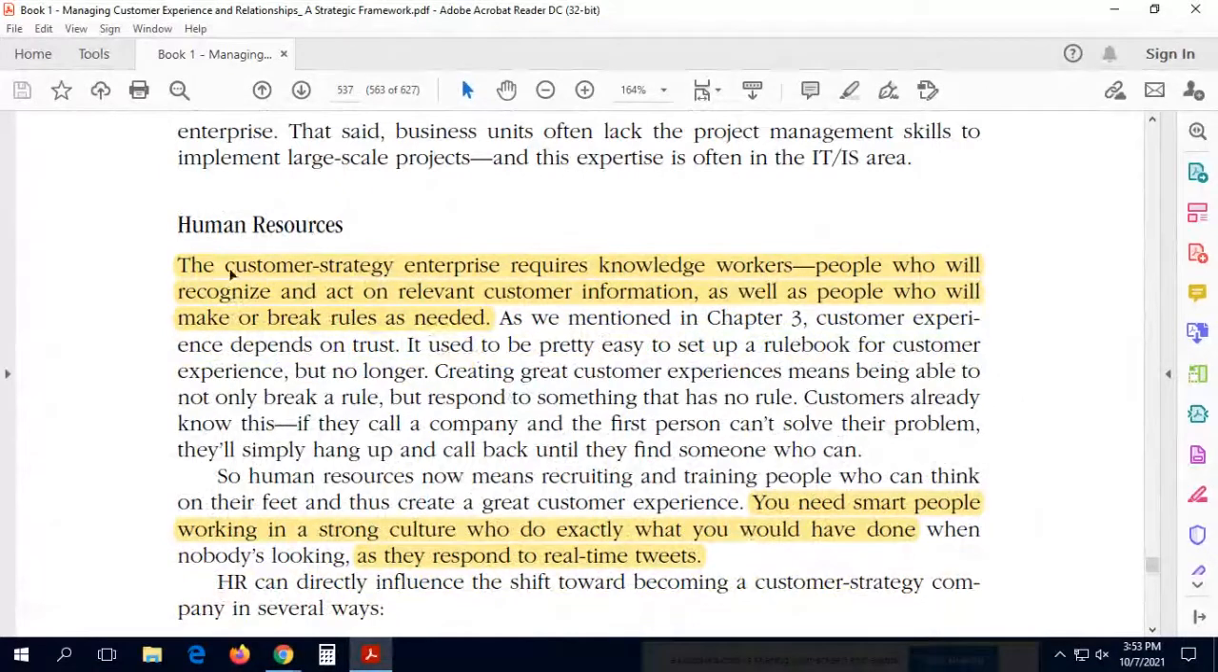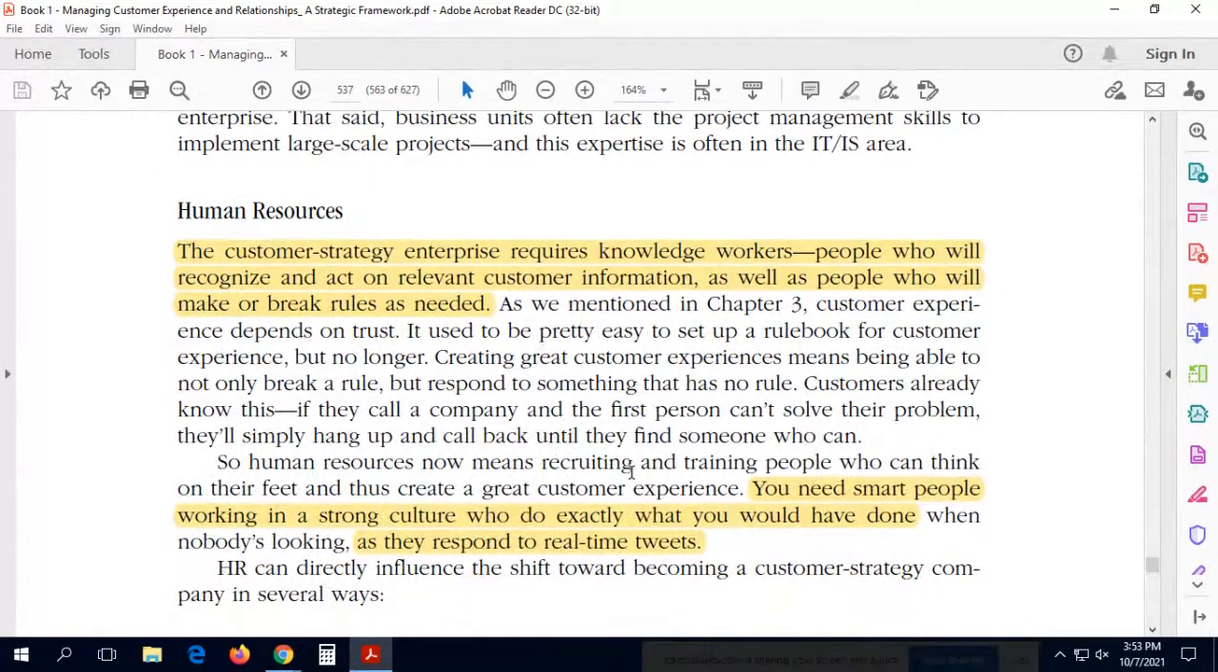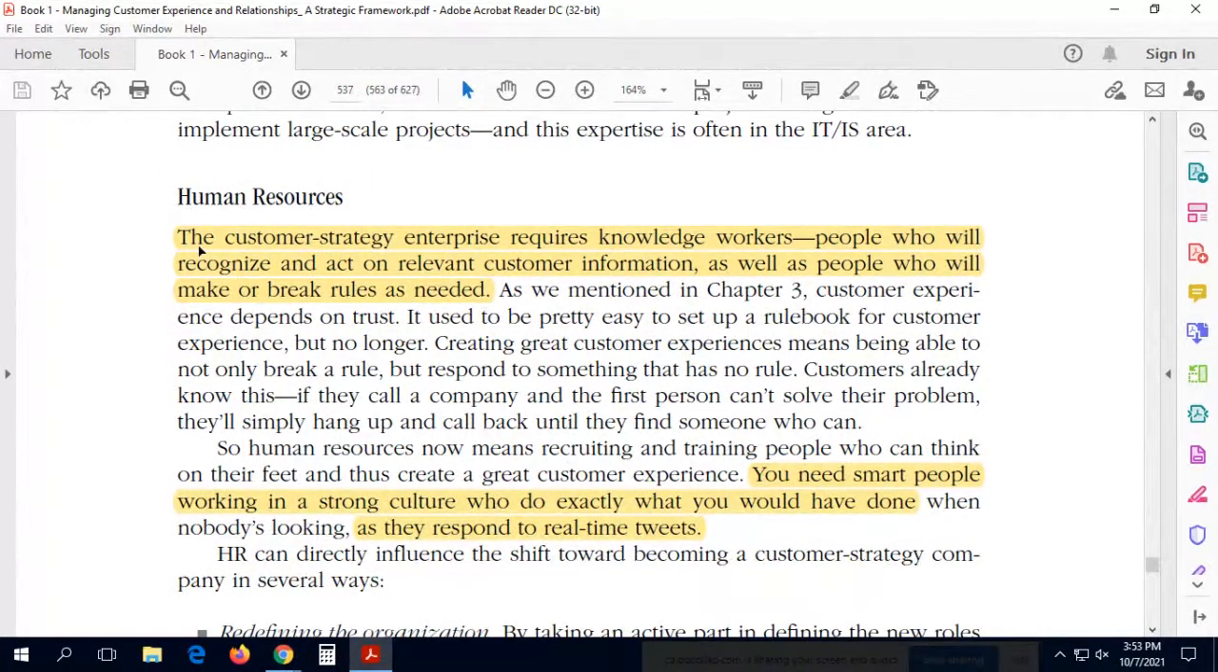Very good. So human resource, I wanted to talk a little bit about. It is good that I have highlighted some things here. The customer strategy enterprise requires knowledge workers. Read about knowledge workers. Which workers are called knowledge workers?